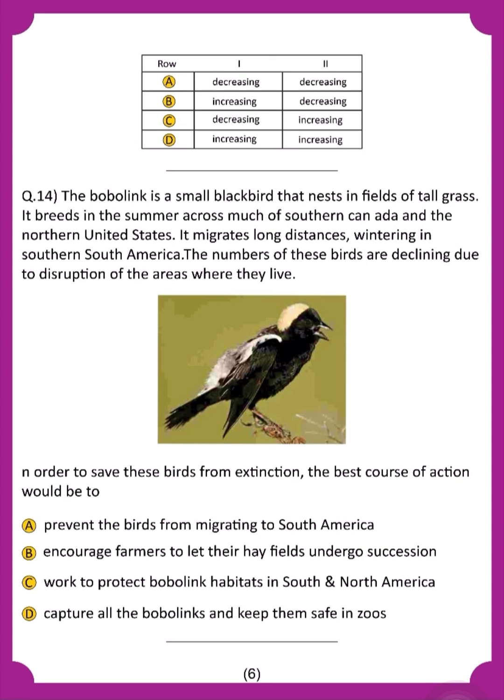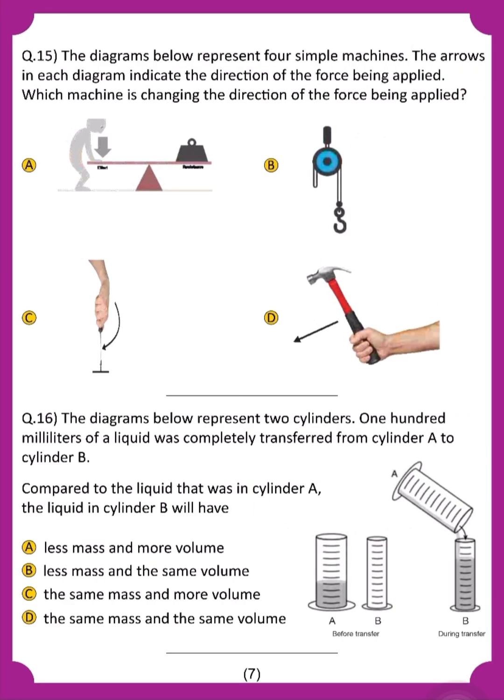Okay, then there is a small passage. You have to give the answer that the best course of action would be which option? That is option number C, because to work to protect baboon habitats in South and North America. Question number 15. Following are different force diagrams. What do you think, which machine is changing the direction of the force that is applied? For that, option number B is correct. Alright. Next, the diagrams below represent 2 cylinders.